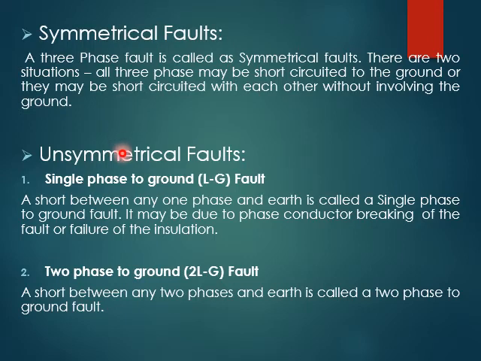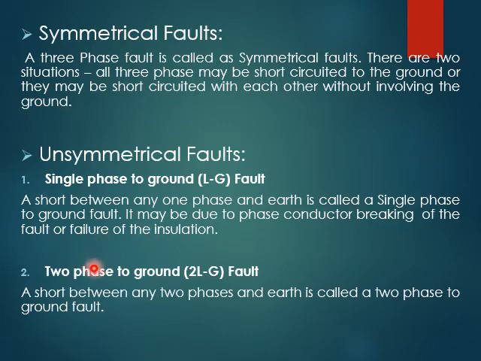Unsymmetrical faults. Single phase to ground, that is line to ground. A short between any one phase and the earth is called a single phase to ground fault. It may be due to the phase conductor breaking or failure of the insulation.